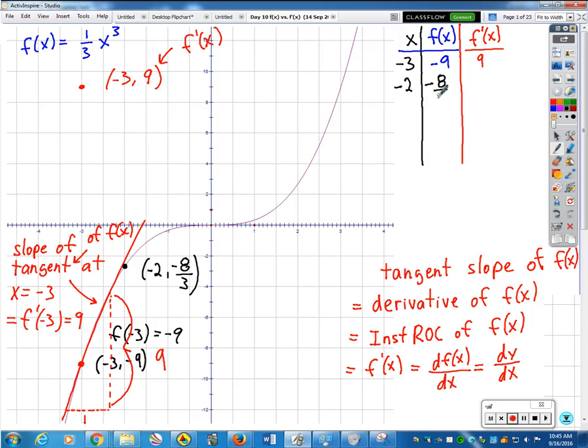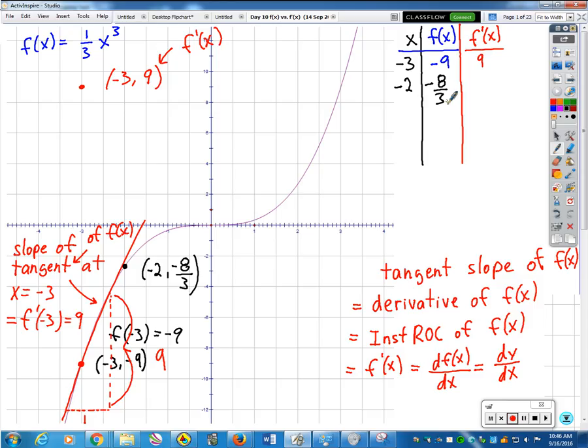Questions? We just plugged it in. So this is the formula for finding every single xy pair in this function. So if we plug in a value of negative 2, negative 2 cubed is negative 8. Negative 8 times the 1 third is negative 8 thirds.